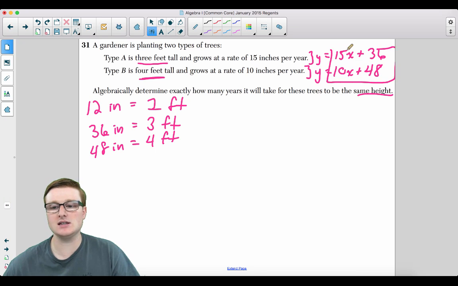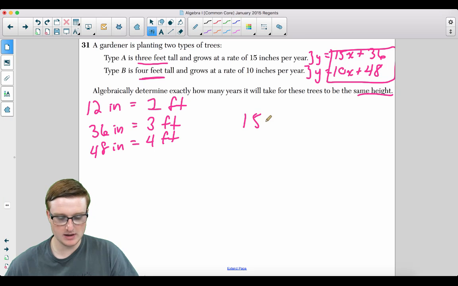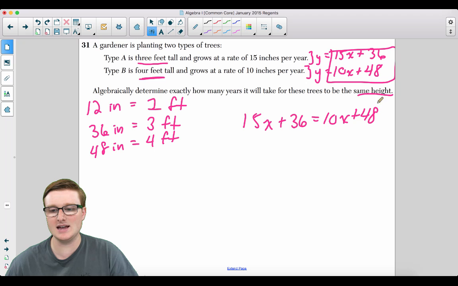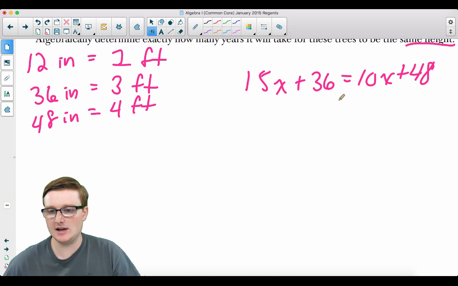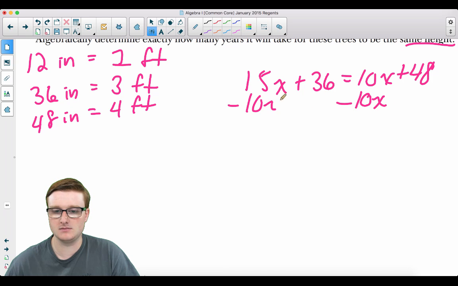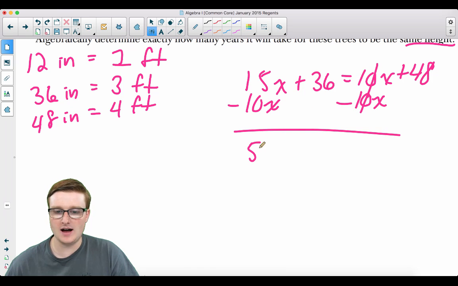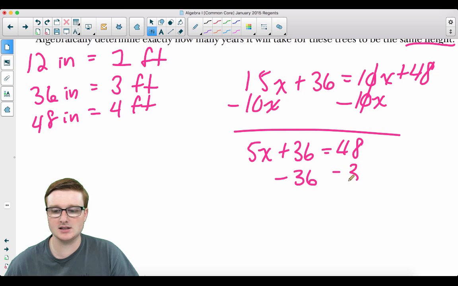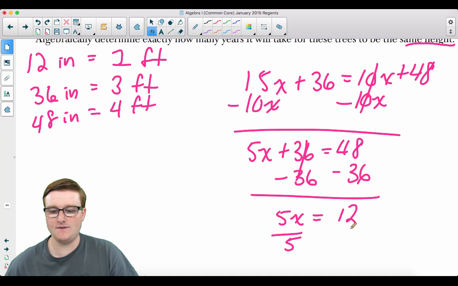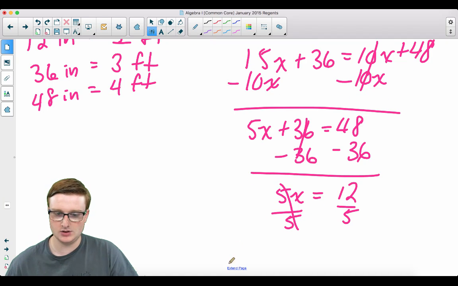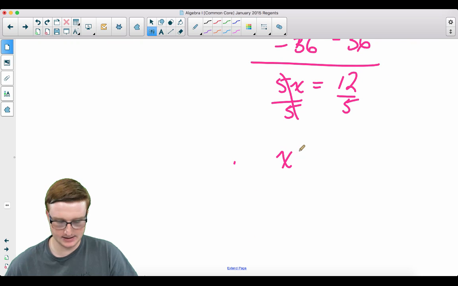We're now going to set these equal to each other. So we get 15x plus 36 is equal to 10x plus 48. That was the only hard part about this question, just to convert things. So we're going to now subtract the 10x. You get 5x plus 36 equals 48. Subtract the 36 on both sides. You get 5x equals 12, then divide by 5 on both sides. So we get x is equal to 12 over 5.